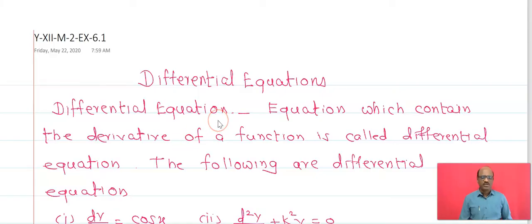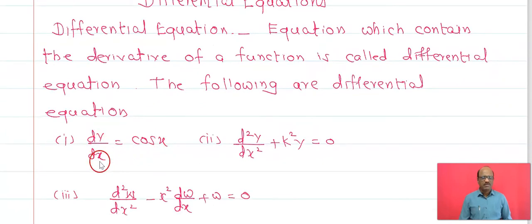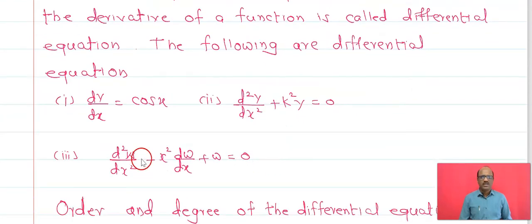First of all, a differential equation. An equation which contains the derivative of a function is called a differential equation. The following are differential equations: dy by dx equals cos x. Second, d2y by dx square plus k square y equals 0. Third, d2w upon dx square minus x square dw upon dx plus w equals 0. These are differential equations.